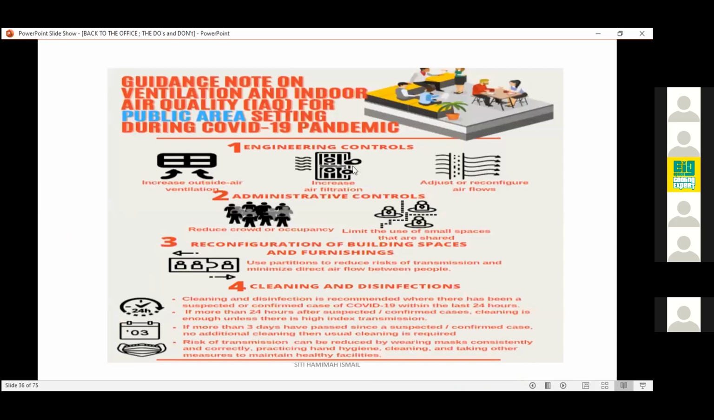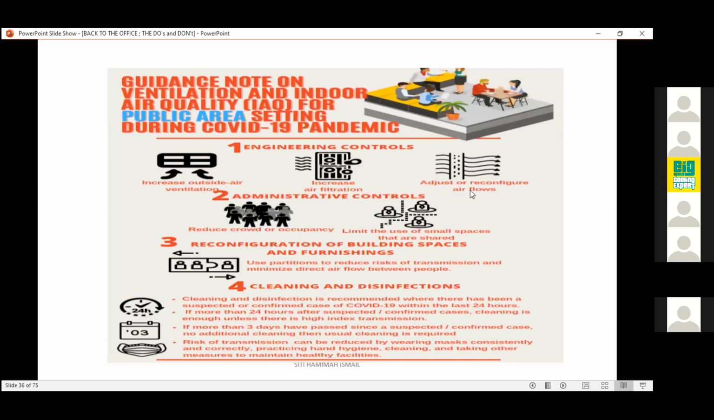This one I actually took from the DOSH, Ministry of Human Resources' latest guideline. They wrote a guidance note on the ventilation, engineering control. How do you do engineering control? You must increase the outside air ventilation. That's why they said the 10 liters per second earlier. Increase air filtration. Why? With a good filtration, you can remove the COVID-19 virus.